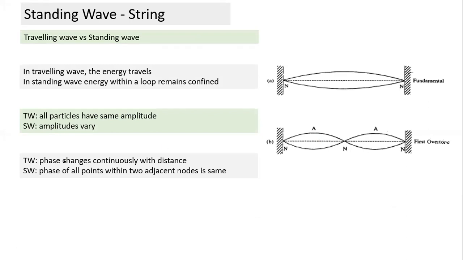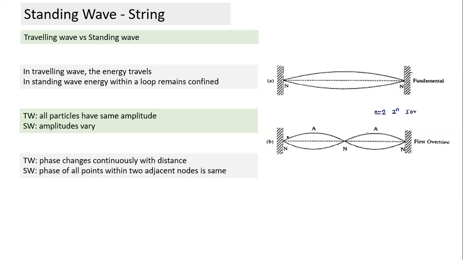In a traveling wave, phase changes continuously with distance. That's the basic property of a traveling wave. And here, the phase of all points within two nodes is the same. See, if I plot this, when it is vibrating in, what is this mode? How do you call this mode? How many half wavelengths are forming here? Two half wavelengths are forming. So this vibration is n equal to 2, or we can call it the second harmonic or first overtone.